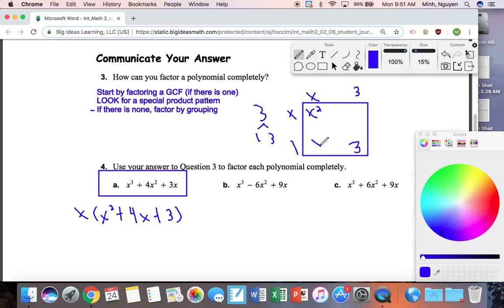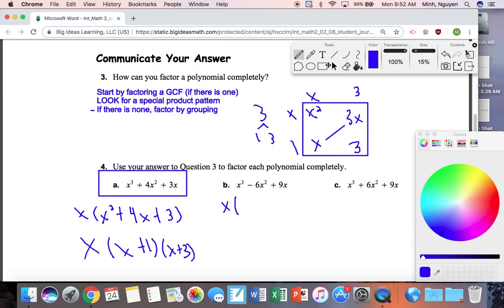Don't forget though that when you use this box, these two terms right here always have to add up to the middle term. And if they don't, then it doesn't make sense. So in this case, it will be x times x plus 1, x plus 3, and that's it. Let me know if you have any questions.